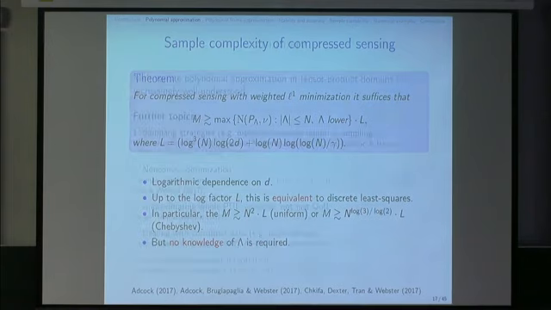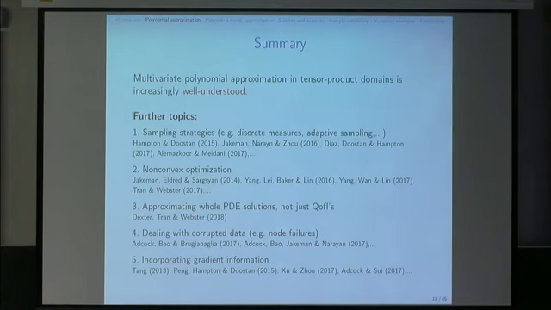Okay, so to summarize, multivariate polynomial approximation in tensor product domains is increasingly well understood. We know a lot about approximation rates, and we know a lot about how to compute quasi-optimal polynomial approximations. There are lots of further topics, none of which I'm going to touch upon here, but suffice to say there's much more that can be said, and our knowledge of this area is becoming increasingly mature. So I'd like to now move on to irregular domains, which is going to be the topic of the rest of the talk. But before I do, are there any questions about what I've said so far?